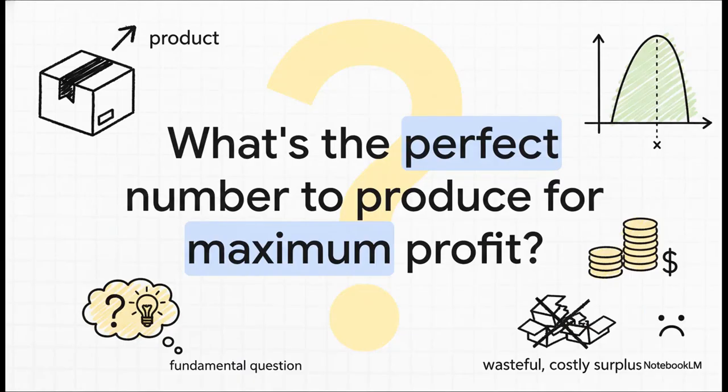So let's start with the big one, the question every single business, from a tiny startup to a massive corporation, has to answer. You've got your product, you've got your market. How in the world do you figure out that sweet spot, that perfect number of units to produce that will give you the most profit possible without making too many and just wasting a ton of money?